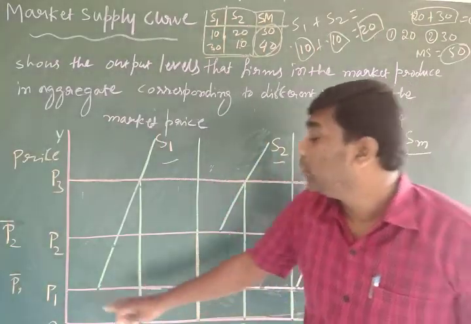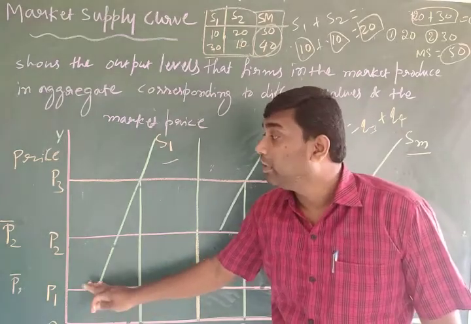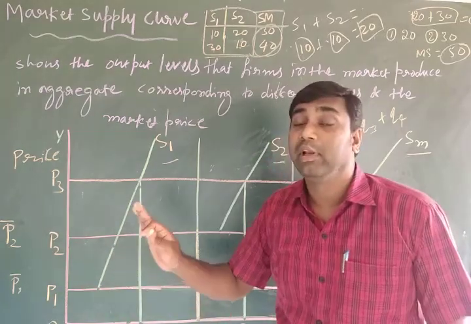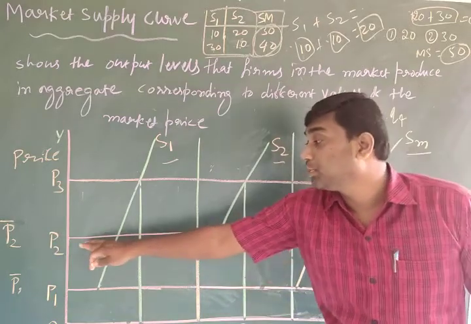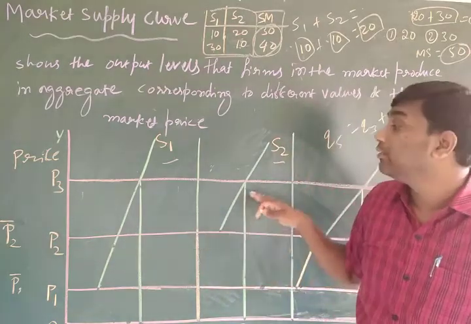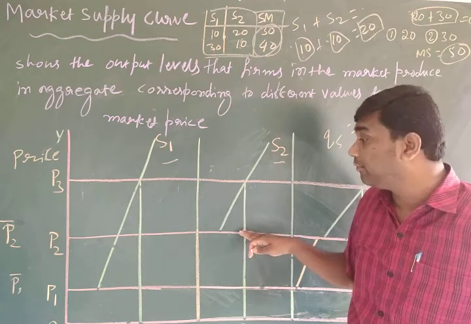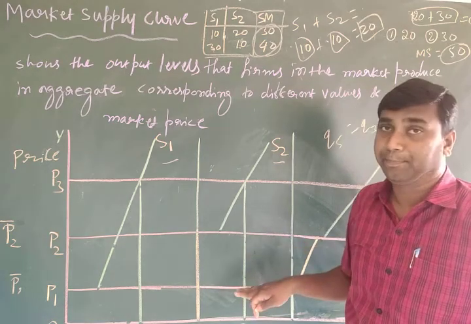You have to understand, below the price P1, firm 1 will not produce anything. At the price P2, firm 2 will not produce anything. Right?